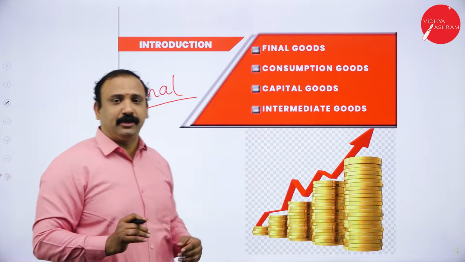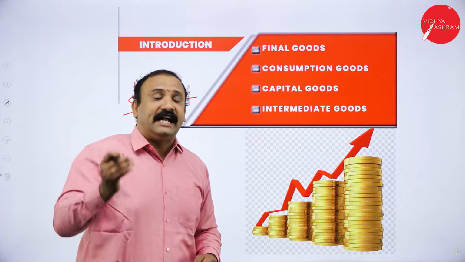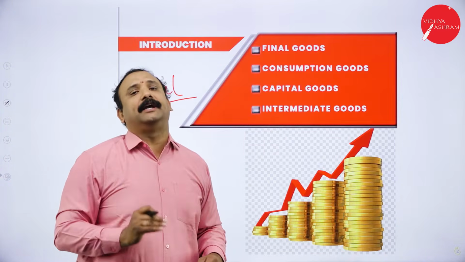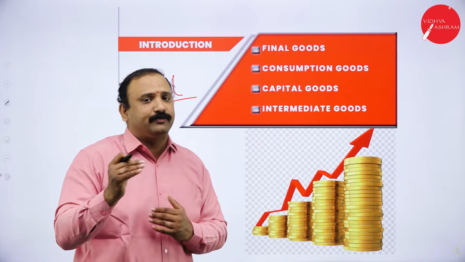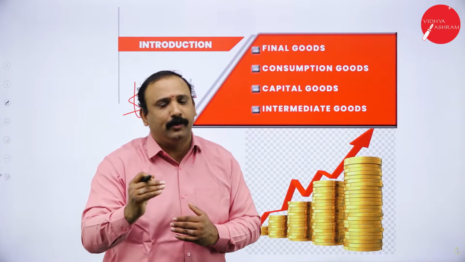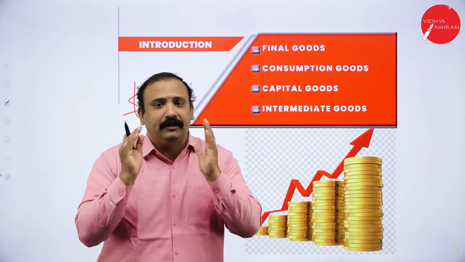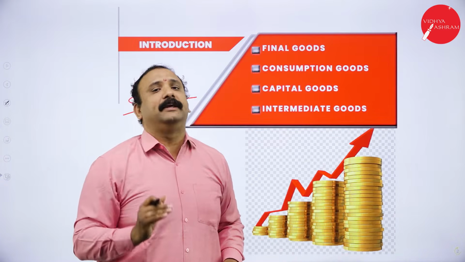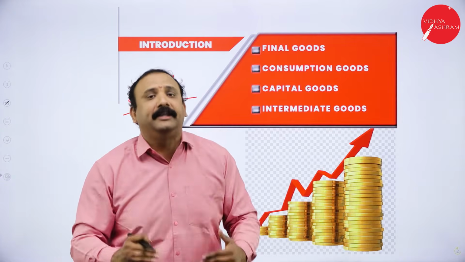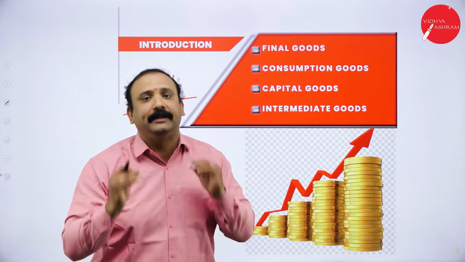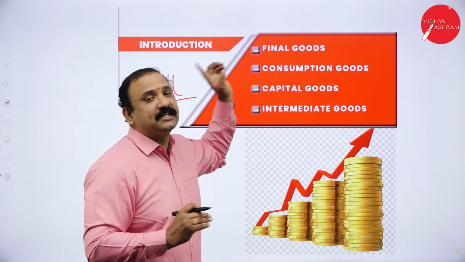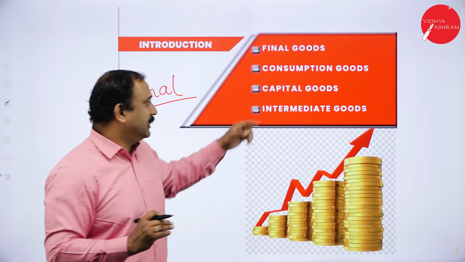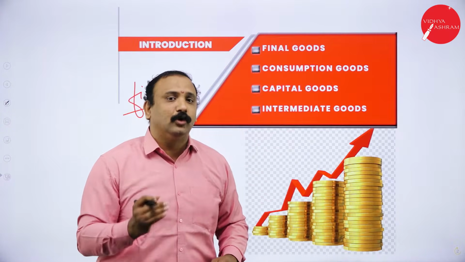Now, the consumption goods are all the goods that are consumed by the consumers. It might be a fast moving consumer good, it might be an automobile, it might be chemicals, whatever it might be. The goods that are consumed, utilized, or used by the consumers are known as consumption goods.